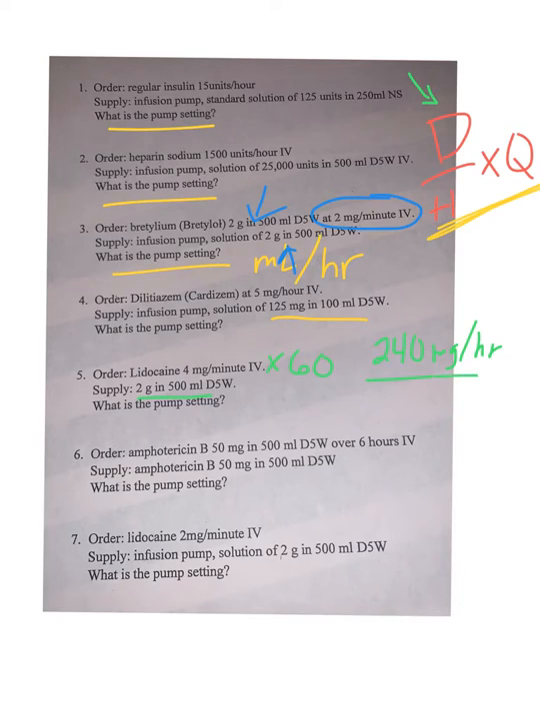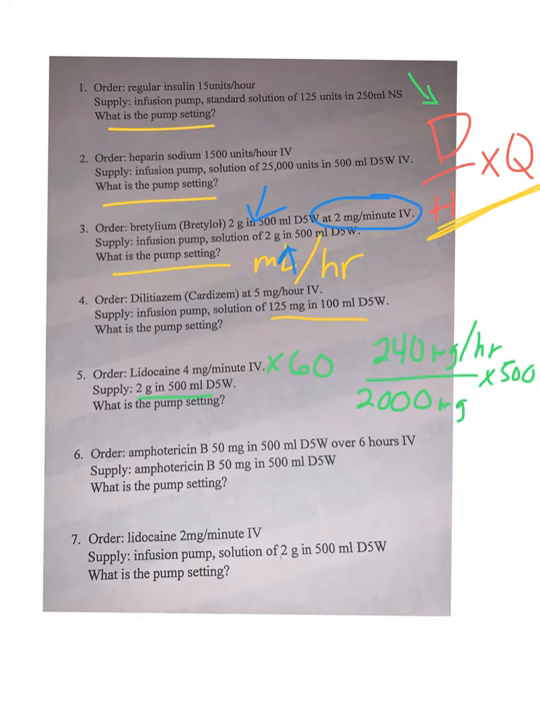Again, don't forget, we need to convert that grams to milligrams. 2 grams is the same thing as 2,000 milligrams, times 500. And it looks like we're going to get 240 divided by 2,000. Multiplying that by 500, we get 60. So on that one, it is 60 milliliters per hour.